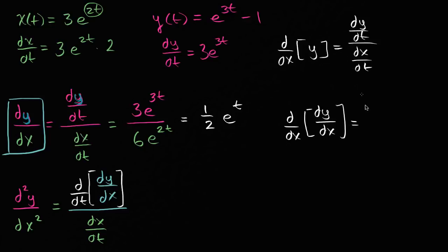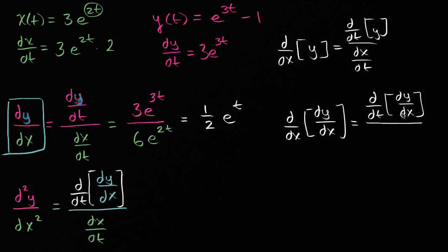So this is going to be equal to, in the numerator, the derivative with respect to t of dy/dx. Notice this was the derivative with respect to t of y. In fact, let me write it that way just so you can see it. So if I clear this out, this is the derivative with respect to t of y. So hopefully you see, before we had a y there, now we have a dy/dx over dx/dt.